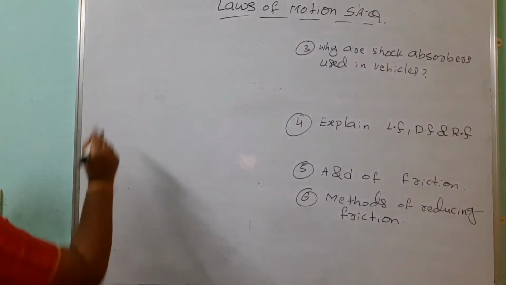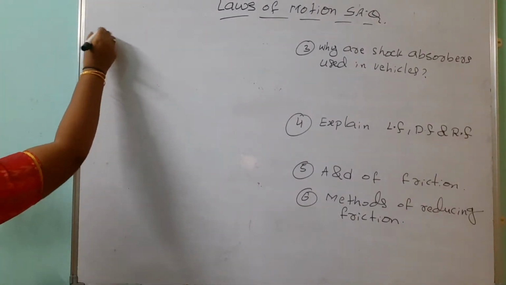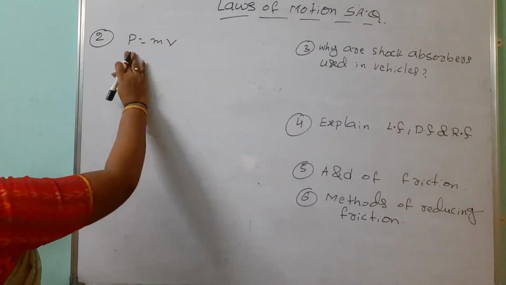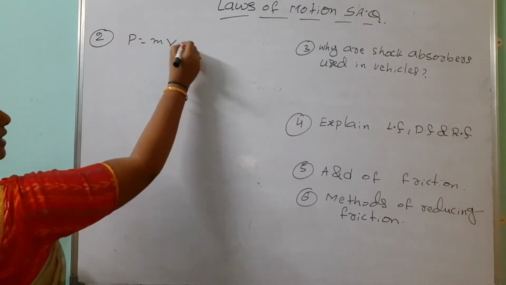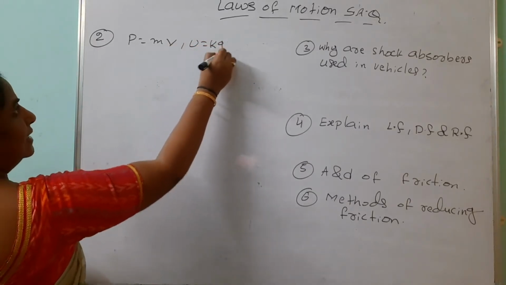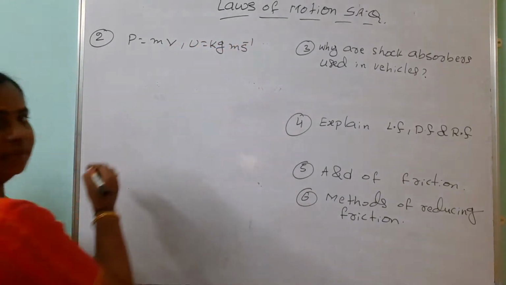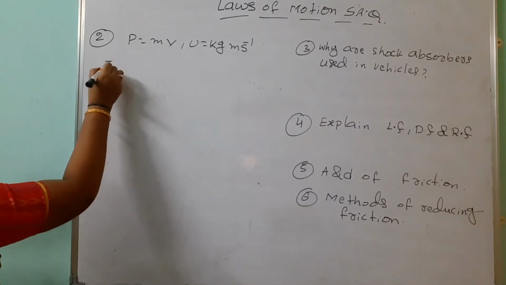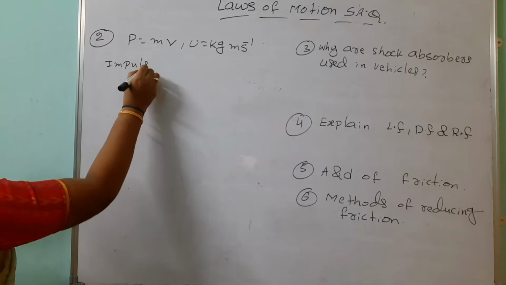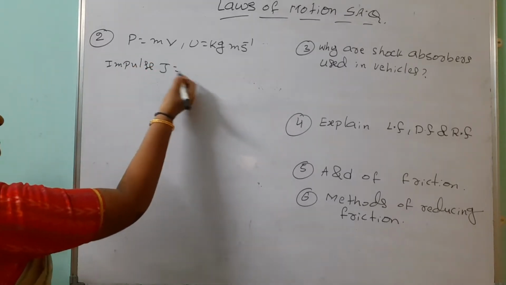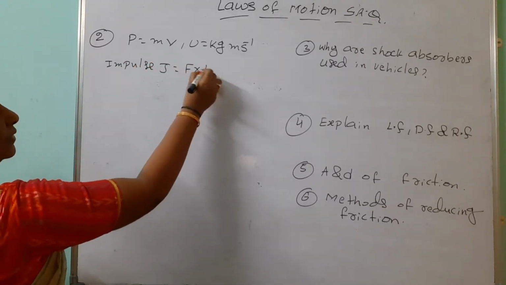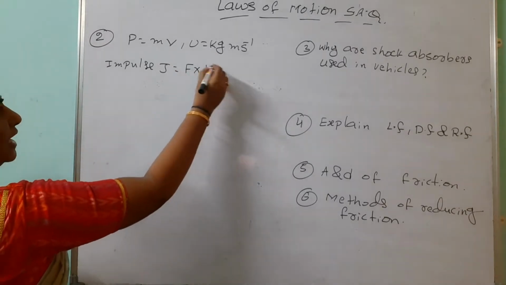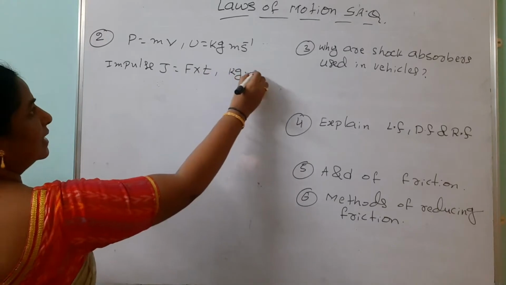It's very easy when we go through it concept-wise. Quantity of motion is called the momentum. See, momentum equals mass into velocity. Unit is kg meter per second. Then impulse. Impulse is represented by J. You can write this as force into time. Force into time is called the impulse, and you can observe the same unit, kg meter per second.